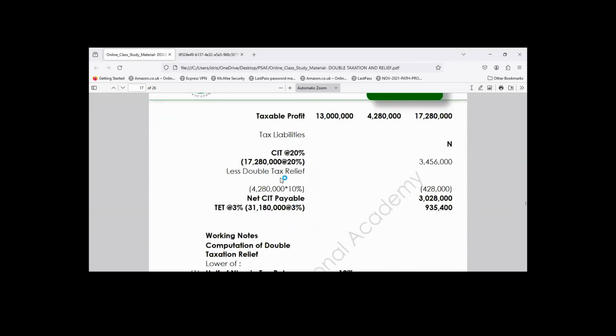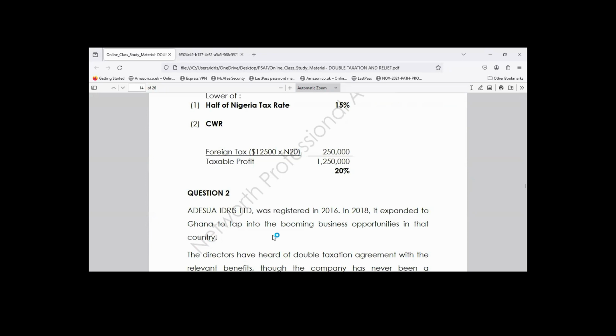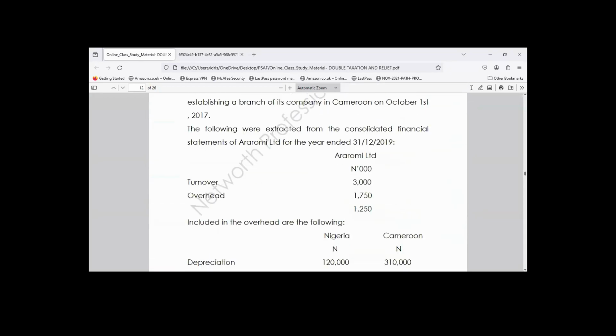I want to compute my double taxation relief. How do I compute my double taxation relief? Since we know that this company, Adesua Limited, is it a Nigeria company or non-Nigeria company? I'm asking. Is it a Nigeria company? Adesua Limited is a Nigeria company. It now has a branch in Ghana. Do we understand? So what is the rule for computing double taxation relief for a Nigeria company?